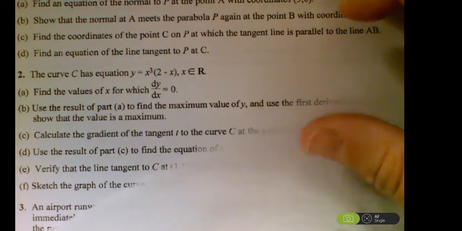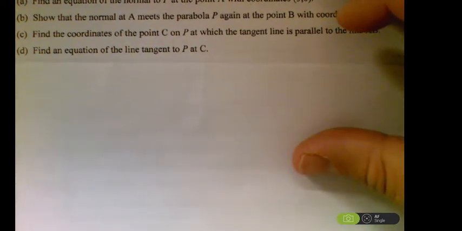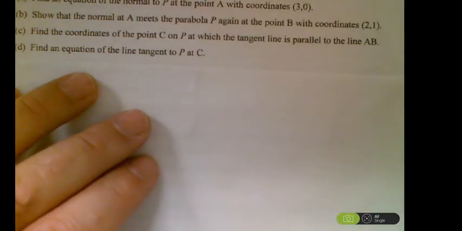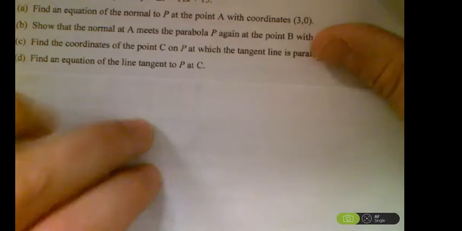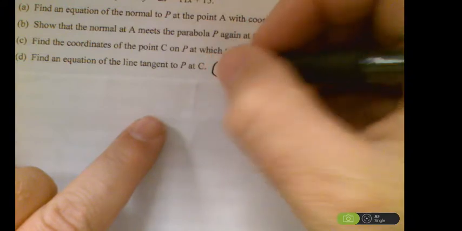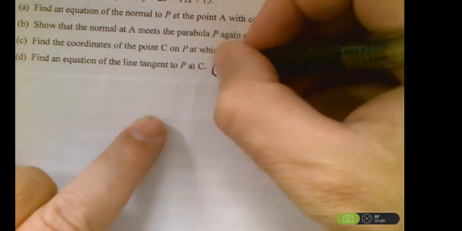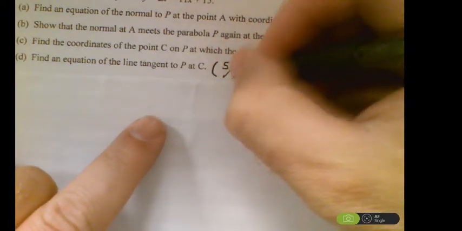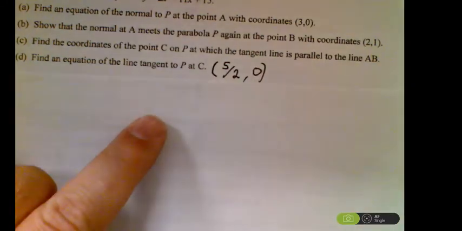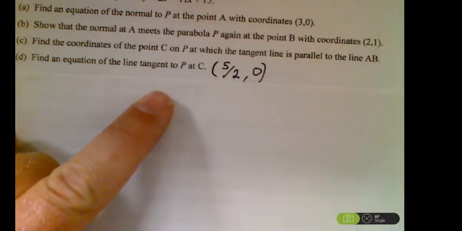Moving on to the last part of this question. So now find an equation of the line that is tangent to P at C. So we already know at point C, we have the values of that point. The one we just did. So we knew the x coordinate was 5/2, and we plugged that back in to get the y coordinate, which came out to be 0.